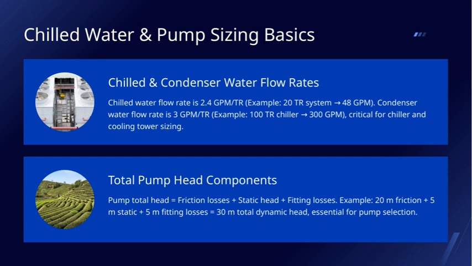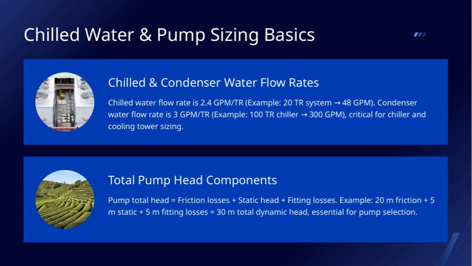These flow rates are critical because they directly influence how we size both the chillers and the cooling towers to ensure efficient heat transfer. Finally, understanding these basics of chilled and condenser water flow rates helps us optimize the entire HVAC system. Proper pump sizing based on these calculations ensures energy efficiency, system reliability, and effective cooling performance. So, always keep these key points in mind when designing or evaluating these systems, because they form the foundation of effective system operation.